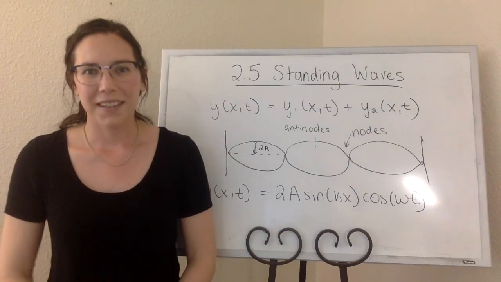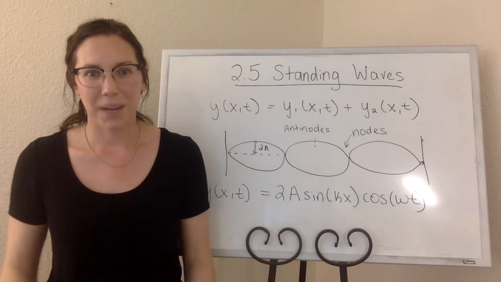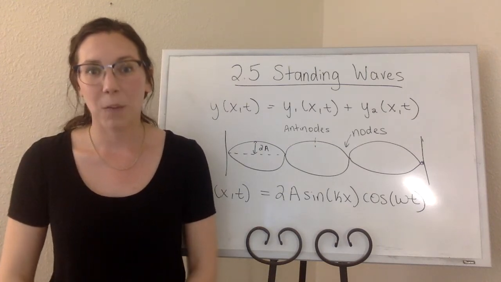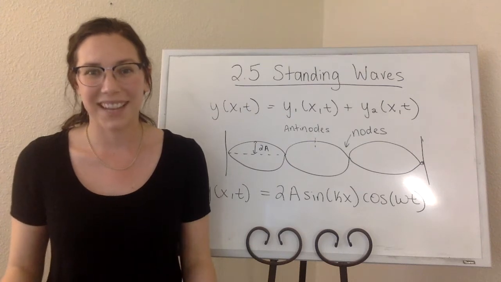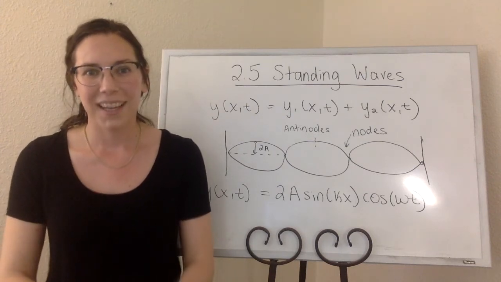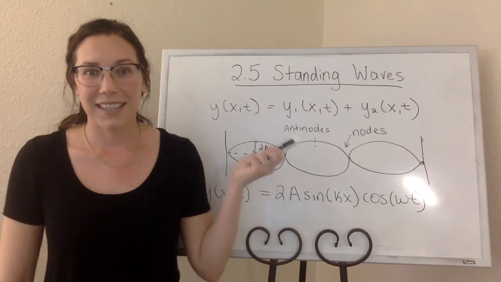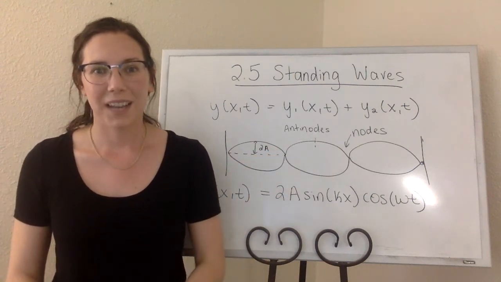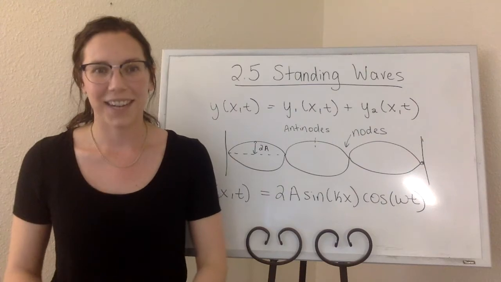Hi everyone. In this section I want to talk about standing waves. Let's first recall the principle of superposition that says that when two or more waves meet at the same point in space and time, the resulting wave function is the sum of the individual wave functions. Now let's consider sinusoidal transverse waves on a string.